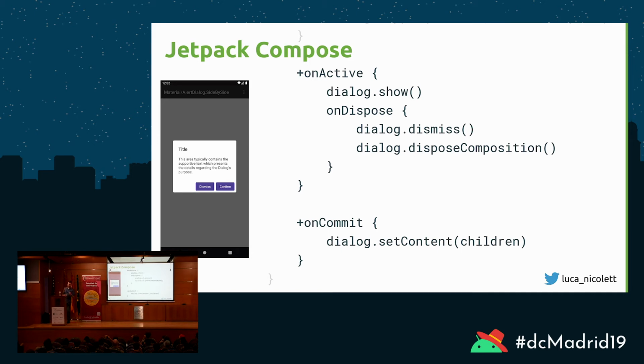This on dispose callback is what gets triggered when you call compose.dispose composition. On commit is called every time the composition commits. So if any variable is being updated, Compose calls on commit. And as we can see here, on active, the dialog is being shown. On dispose, it's being dismissed, and what's inside the frame is also being dismissed by this dispose composition. Instead, on commit, we're updating what's inside the frame.